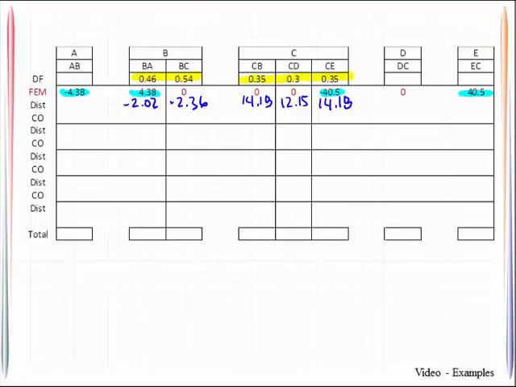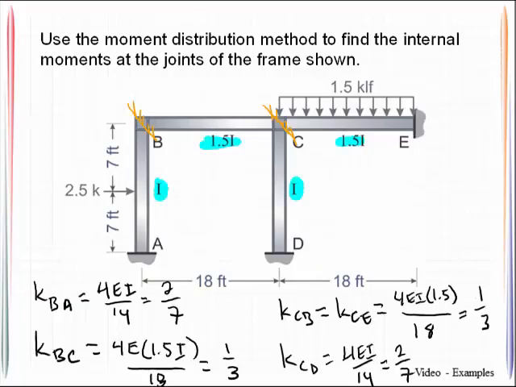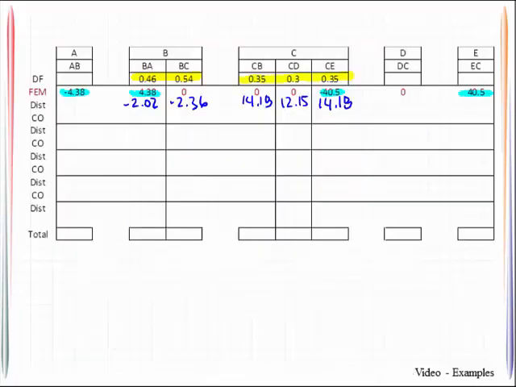And since all members are fixed, look at all this, all the members are fixed, then I know that the carryover is going to be a half for every one of those. So if we do the carryover here, that gives me negative 1.01. I can do the carryover here at negative 1.18. Then let me go to joint C and I'll do the carryover. That'll be 7.09.